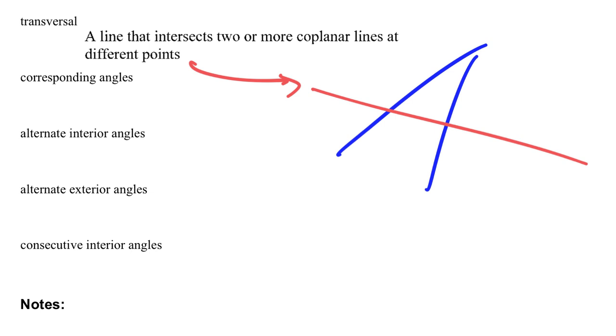Now, when we have two lines being cut by a transversal, then it is going to create the following angles. We have things called corresponding angles, alternate interior angles, alternate exterior angles, and consecutive interior angles. And I will go over those as we get further in the lesson.